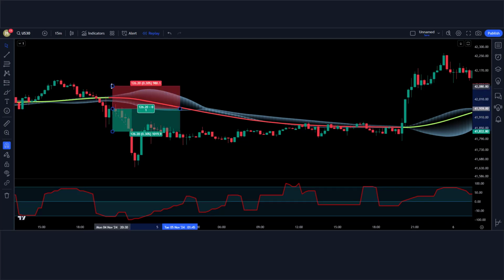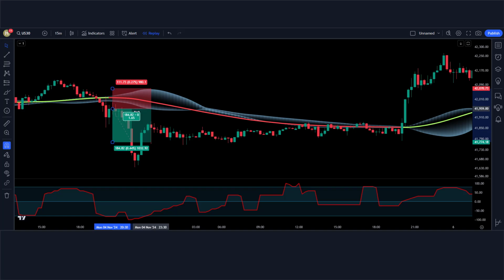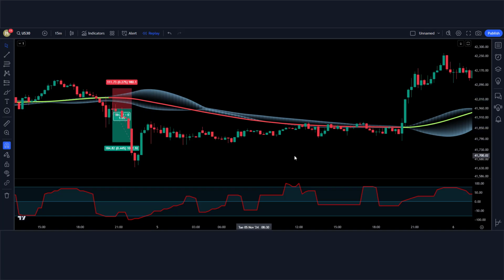Our stop loss will be placed at the previous high of the market. And the risk to reward ratio will be 1:1.5. The market has completely hit the target.